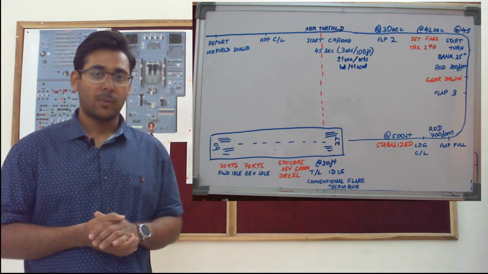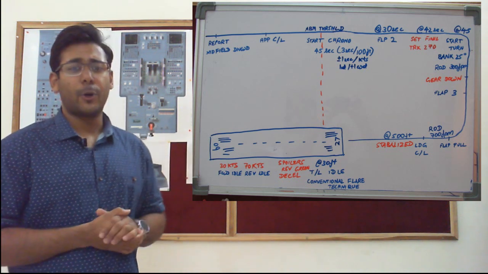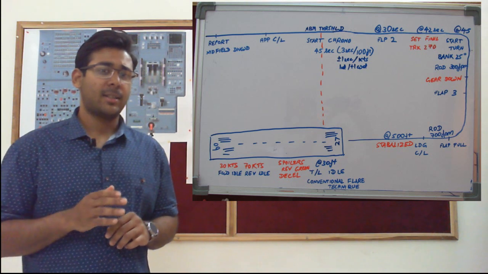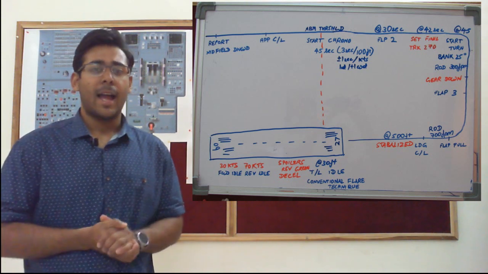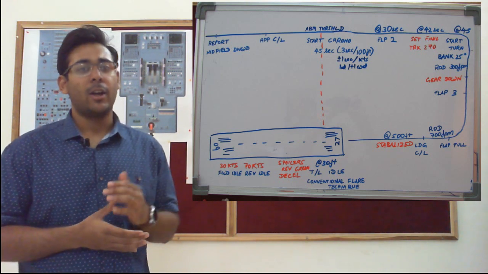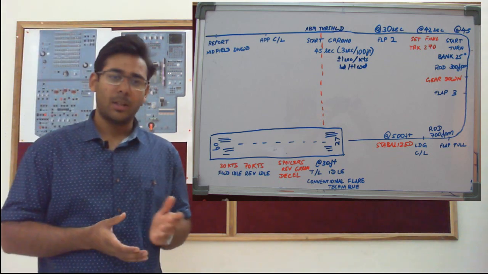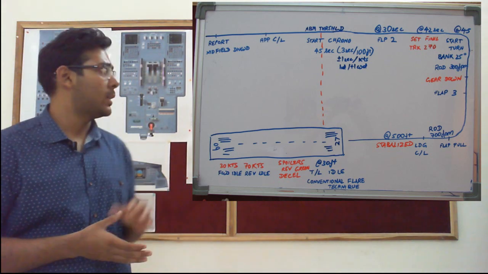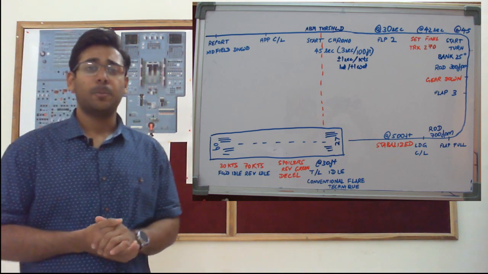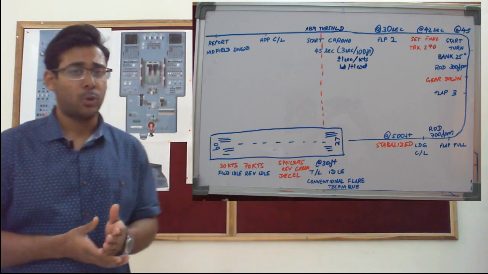At 30 seconds, request flap 2. At 42 seconds, request set final track 270, and at 45 start turning onto the base leg, maintaining a rate of descent of approximately 300 feet per minute. Once flap 2, request gear down, and once gear down, flap 3.